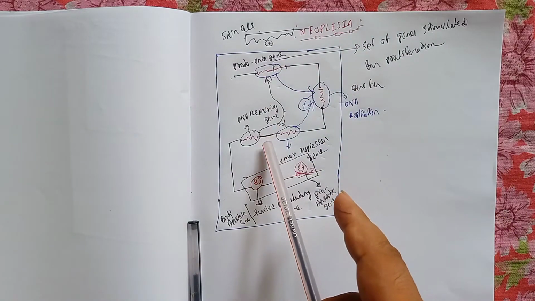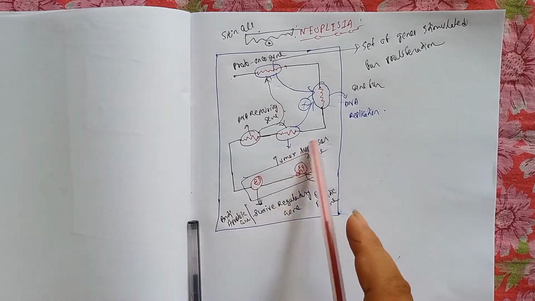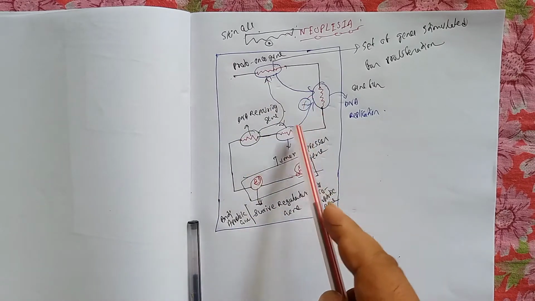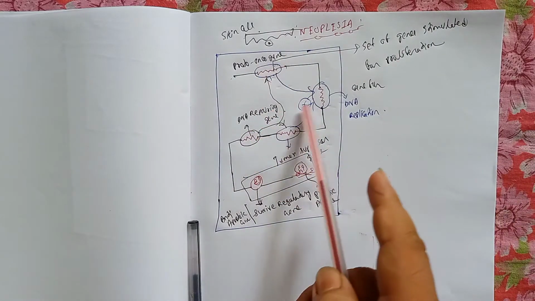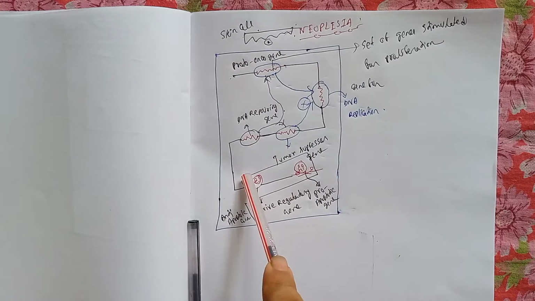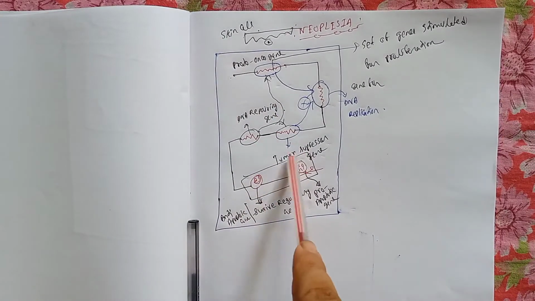Then there is another group of genes in the normal cell, the DNA repairing genes. If by any chance, by any cause, there is any injury or damage within the genes of the DNA, then these genes will be stimulated and will go there and correct those genes which have been damaged.